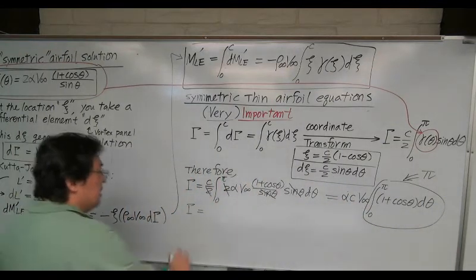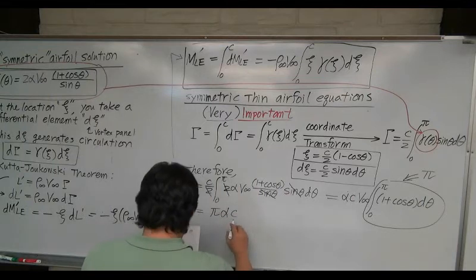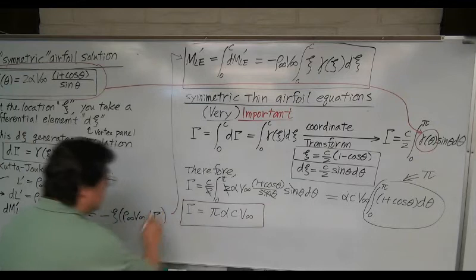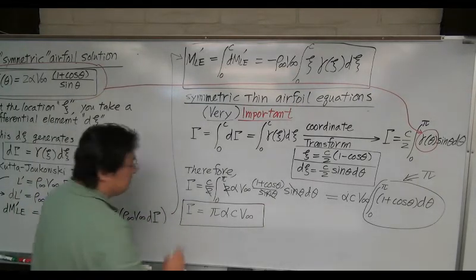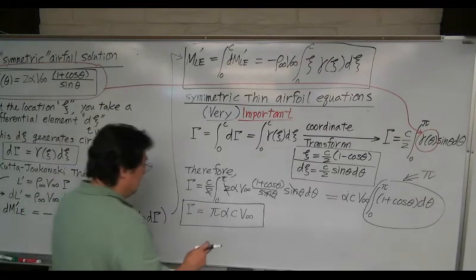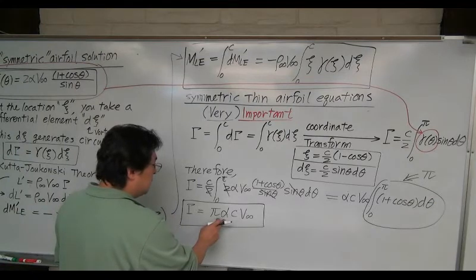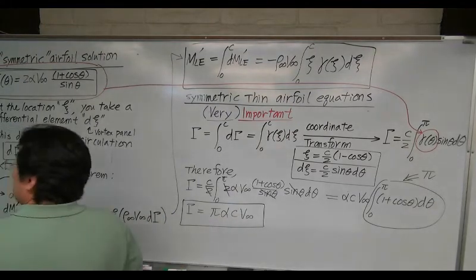Okay? So, the answer here is pi alpha c b infinity. This is the circulation developed for a thin airfoil with the chord length c with angle of attack alpha, which is an amazingly simple equation. Okay.